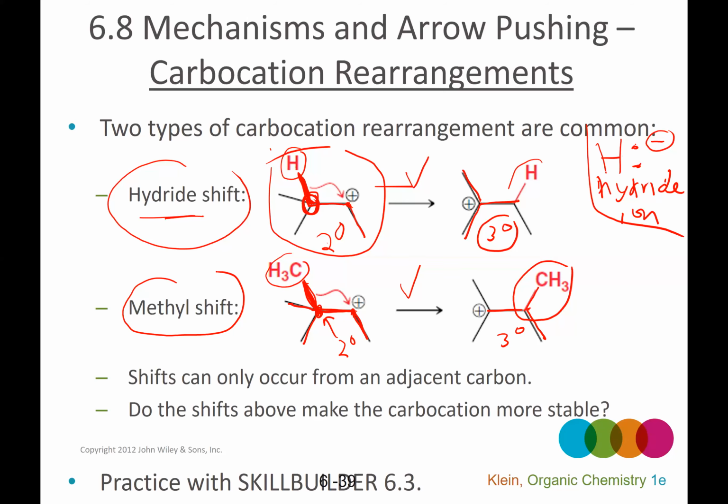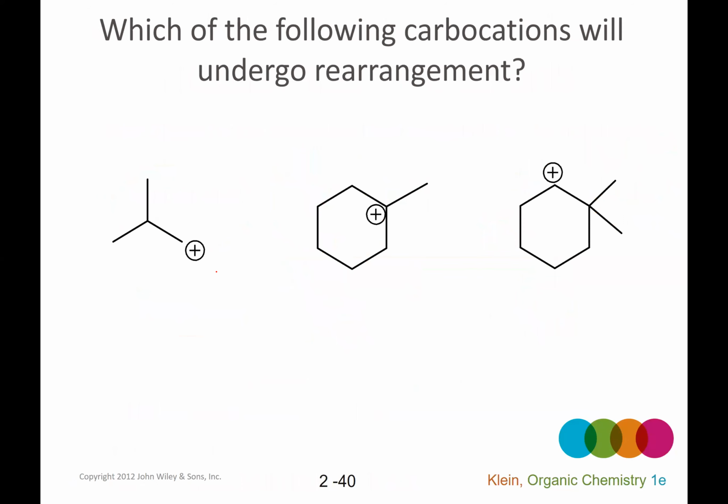and let's look at the next slide. So take a look at these carbocations and let's decide if they will undergo rearrangement. So this is primary, positive charge, 1 carbon attached. So don't forget, there's a hydrogen here, right? We need a 4th bond, okay? Right?